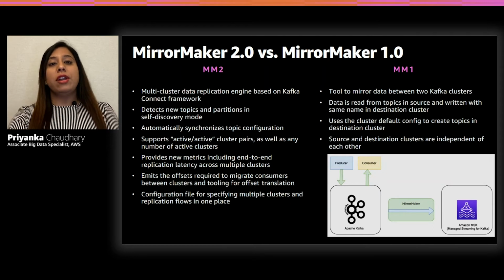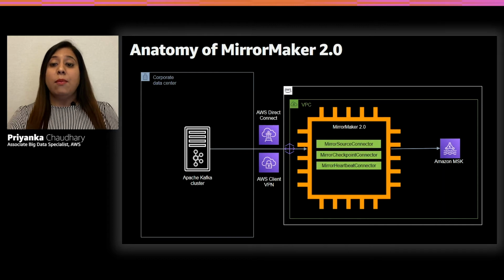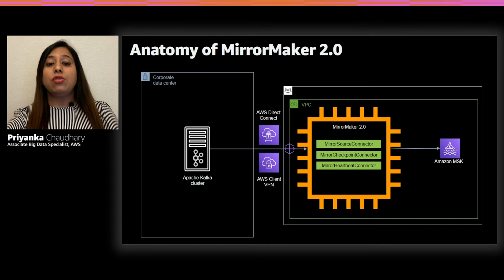So now we're going to discuss the anatomy of MirrorMaker 2.0. MirrorMaker 2.0 has three types of connectors. Number one, the mirror source connector. The mirror source connector is the one where there is a worker which can replicate a set of topics from source to destination. So basically, this is the connector which can be used to replicate your topics from source to destination.